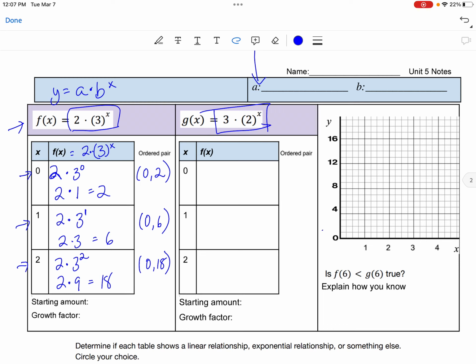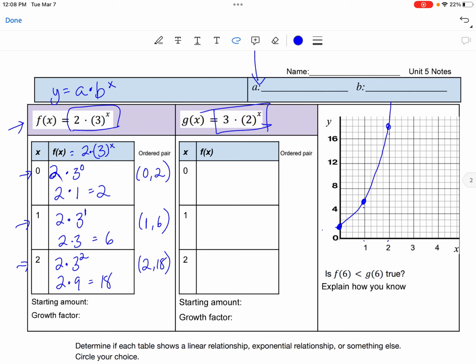Let's go ahead and graph this over here. So the first one is over 0, up 2. The next one, oh wait, I made some mistakes here, sorry. The x value is 1, and here the x value is 2. So our next point is over 1, up 6. And the next one is over 2, up 18. So these go up by 1, so 16, 17, 18. There we go. So that is a curve.